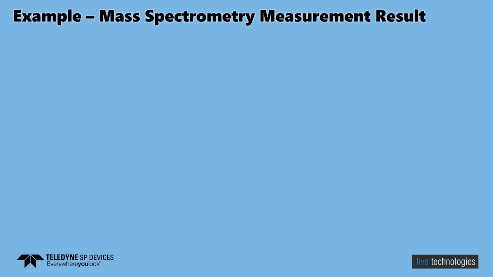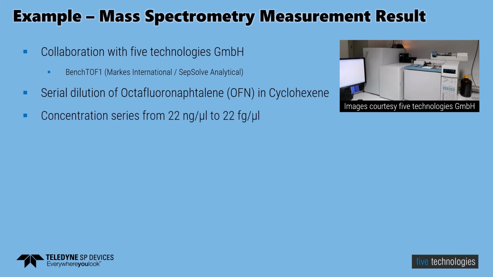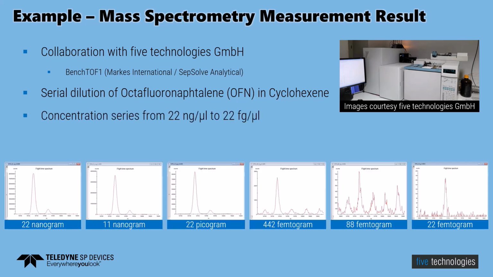Let's conclude with a real-life mass spectrometry measurement conducted by our German partner 5 Technologies. For this experiment, they utilized a modified version of the benchtop 1 mass spectrometer, and the tests involved serial dilutions with concentrations ranging from 22 nanograms per microliter to 22 femtograms per microliter. This represents a factor of 1 million difference in concentration levels, which is challenging to support even with 14-bit digitizers.